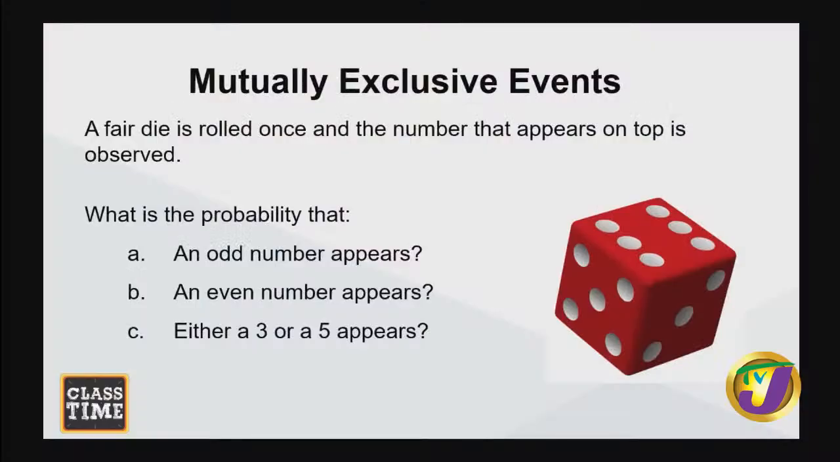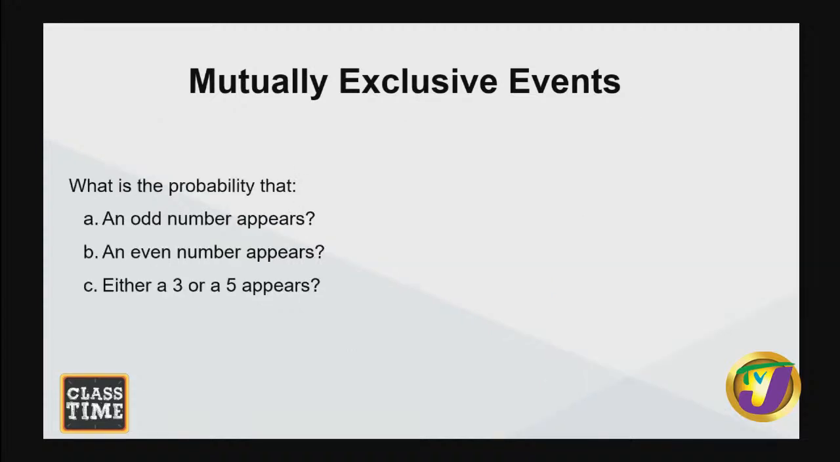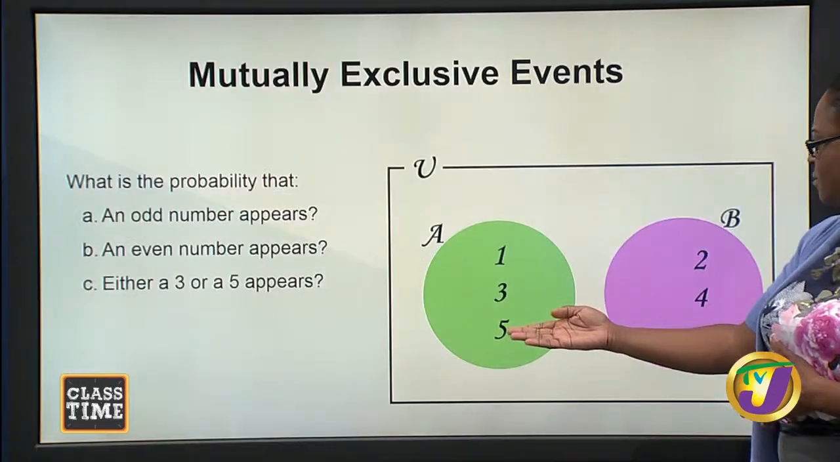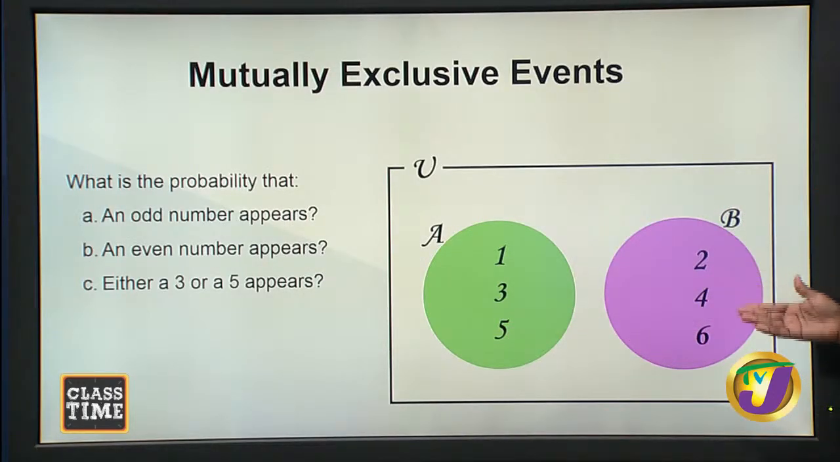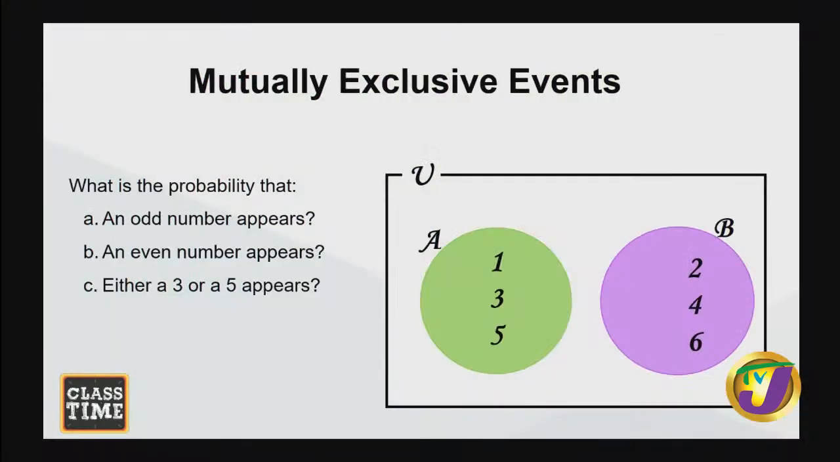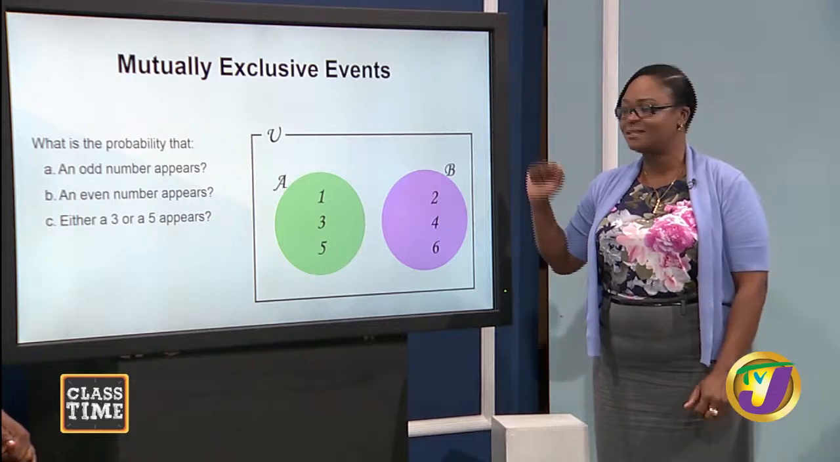Now we can represent this information in the Venn diagram, where event A would represent the odd numbers, and set B represents the even numbers. And of course, the sets are disjoint, because you cannot be odd and even at the same time. Not at all. Remember, mutually exclusive events.